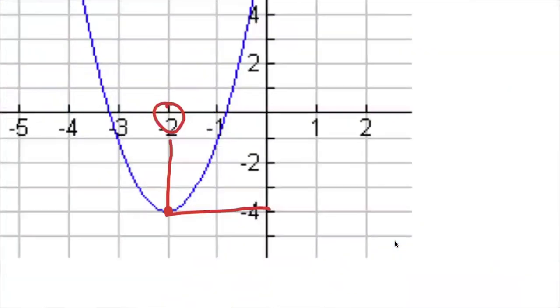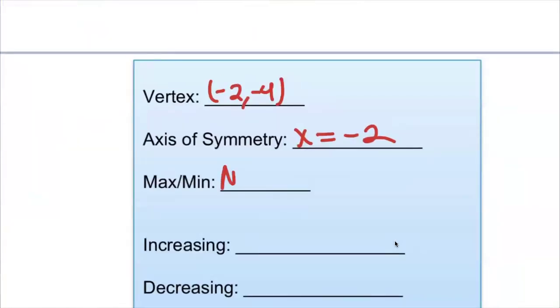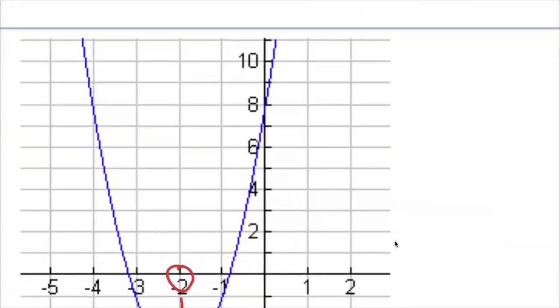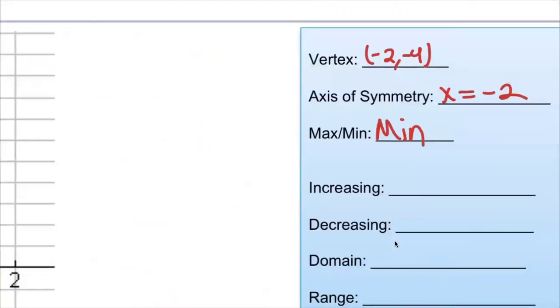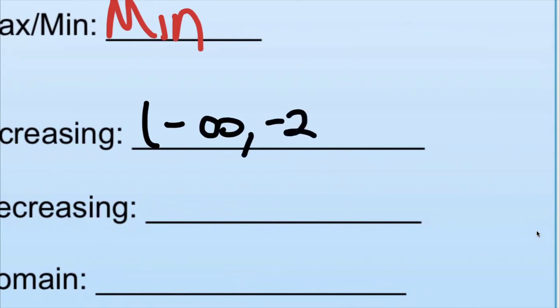And since this is a positive, concave up parabola, we can see that we have our minimum. It's our lowest point. So we're going to put minimum. Now that we're looking at increasing and decreasing, we're going to draw our little person on a bike, and first he's decreasing all the way down, down, down. So we're going to write that he's decreasing from -infinity, and it's always going to be your x value, so to -2.